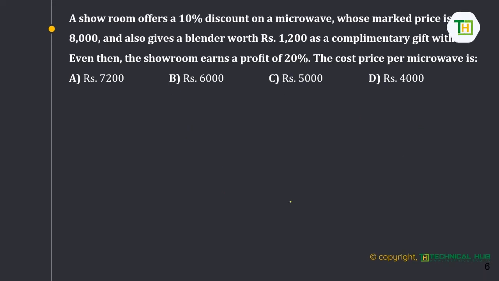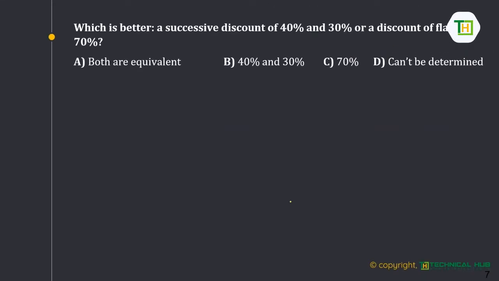Moving on to the next one, which is better, a successive discount of 40% and 30% or a flat discount of 70%. So you should know what is meant by successive percent here. For example, if I take the number as 100, now a flat 70% discount on it. After giving 70% discount, the resultant value will be 30 rupees here. Initially 100 rupees, now I gave 70% discount, that is 100 minus 70, which is equal to 30 rupees. That is the final value here.